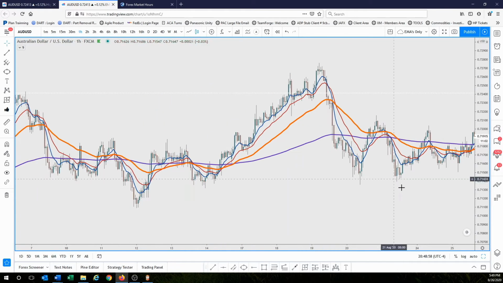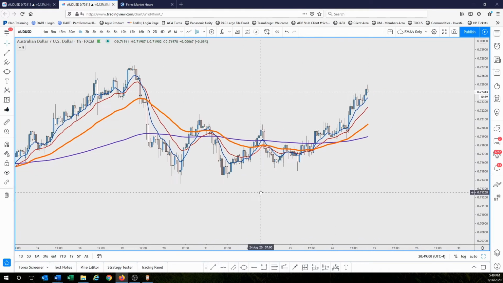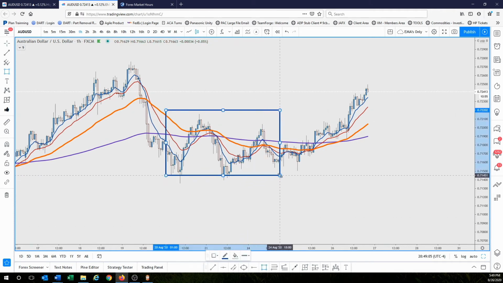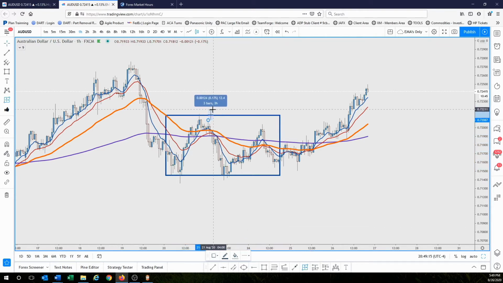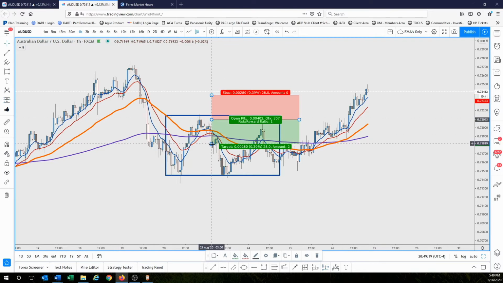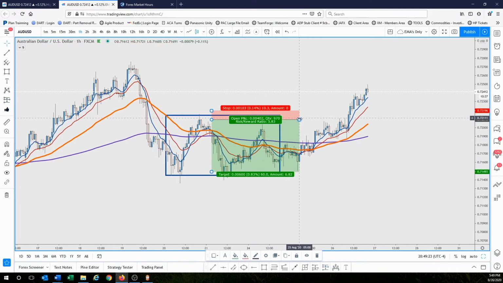They also talked about ranging. So ranging markets, like right here. This is a ranging market. They could have identified, okay, we hit a bottom, we hit a top. Well, I'm going to trade this range right here. Whoops, let me get the short tool. This is what range trading is right there.